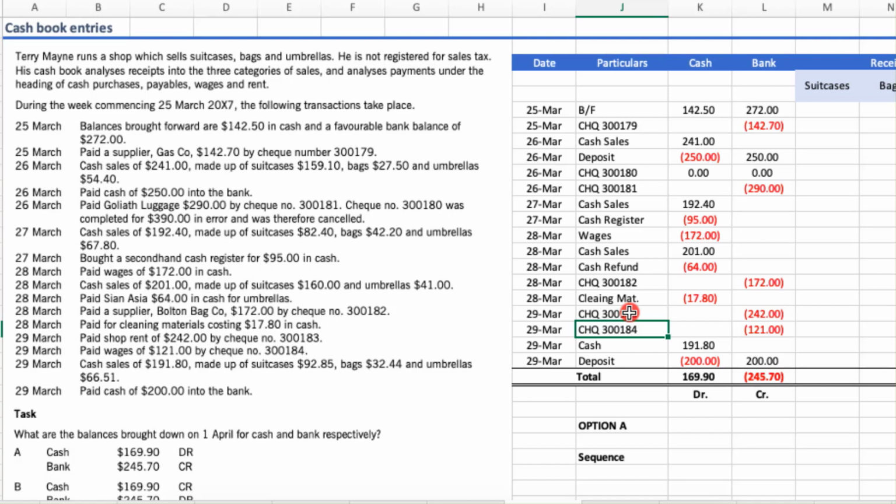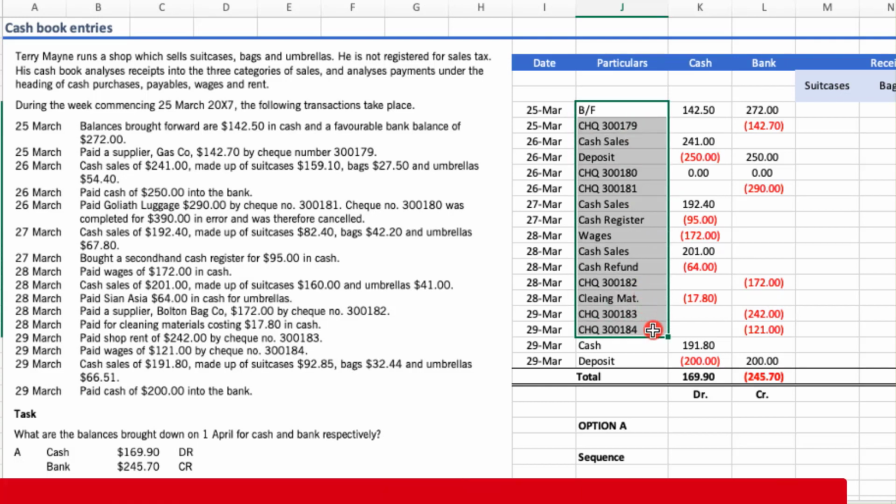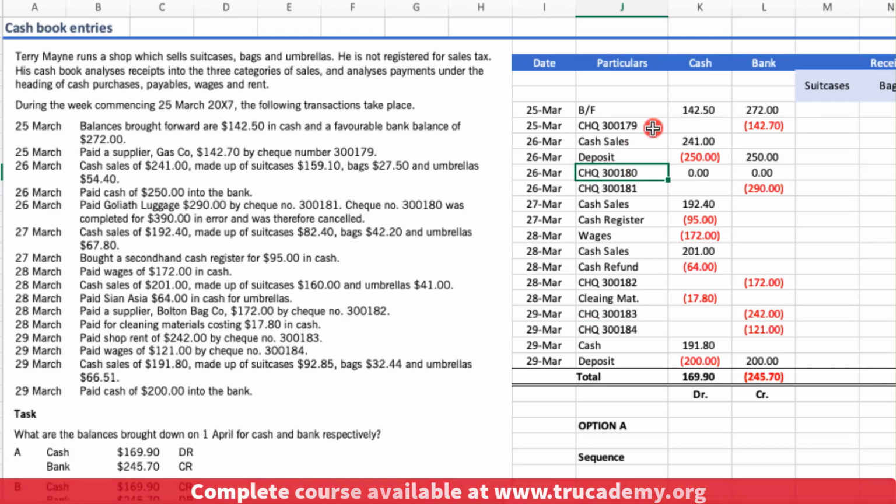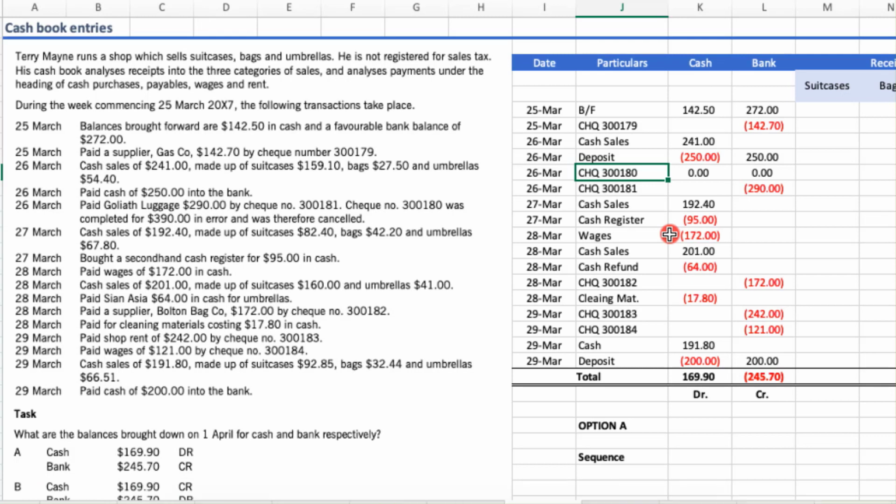How are we going to find out? Obviously, that check will never be recorded in the cash book and that check number will be missing. For example, after check number 300179, we directly got, for example, 181. So what does it mean? Check number 180 is missing. So where is it? We need to investigate that. This is the way we can maintain a complete cash book.